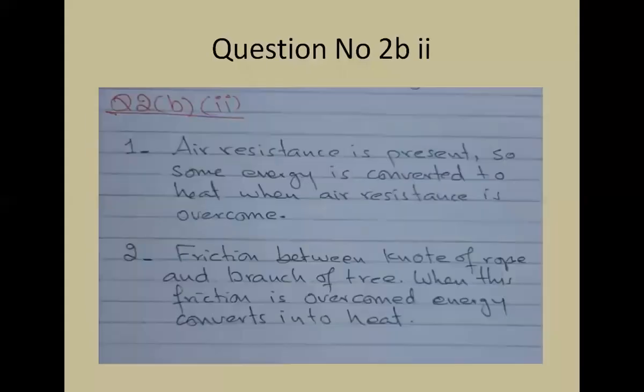Air resistance is present, so some energy is converted to heat when air resistance is overcome. Friction between the knot of the rope and the branch of the tree: when the friction is overcome, energy is converted into heat. I wrote overcome, but don't say overcome for energy. When the friction is overcome, energy converts into heat. Hopefully you understand.